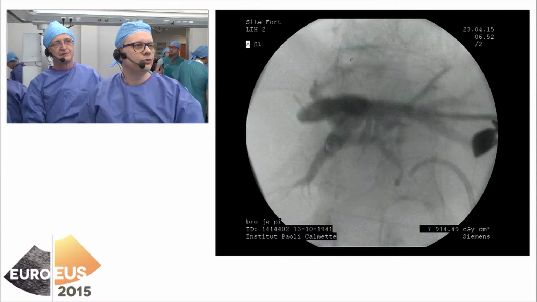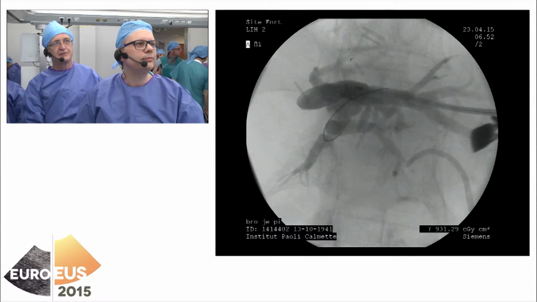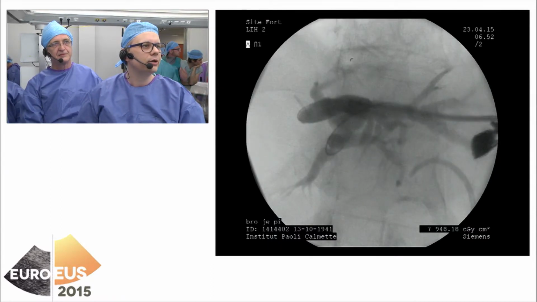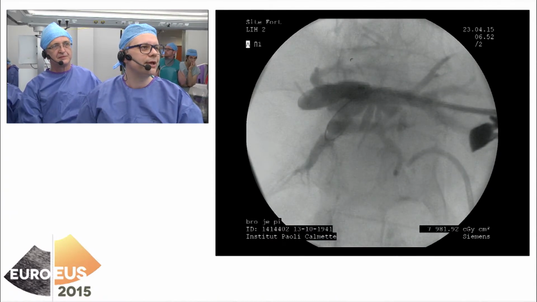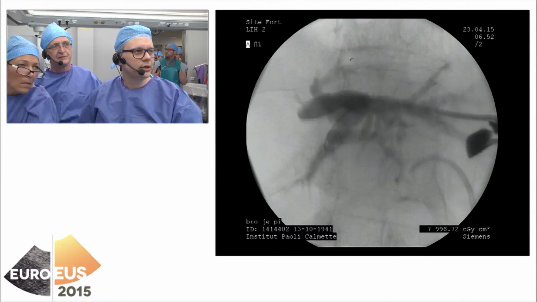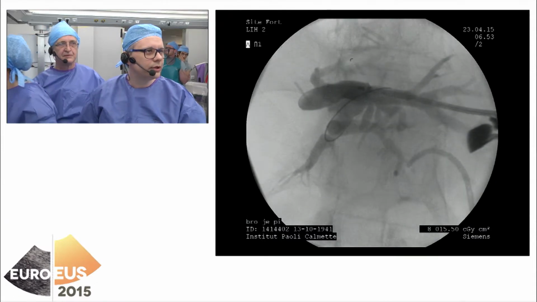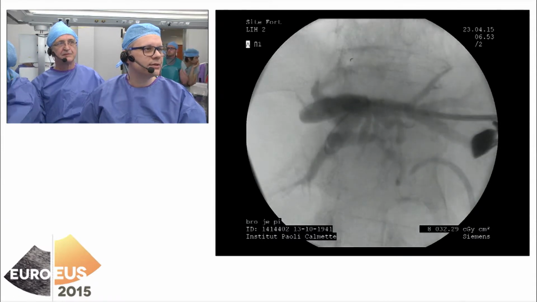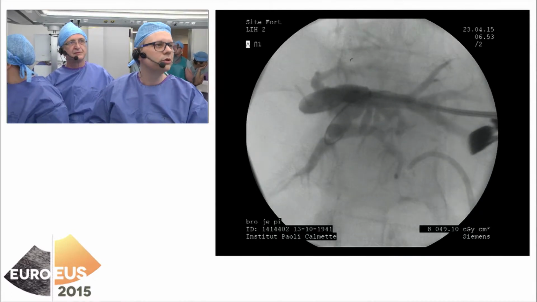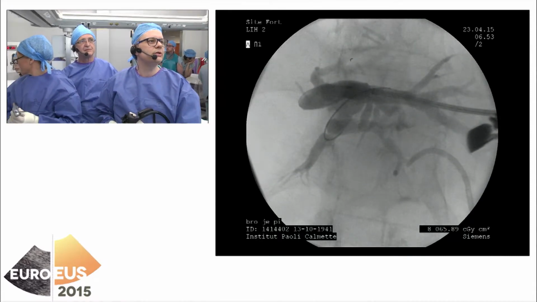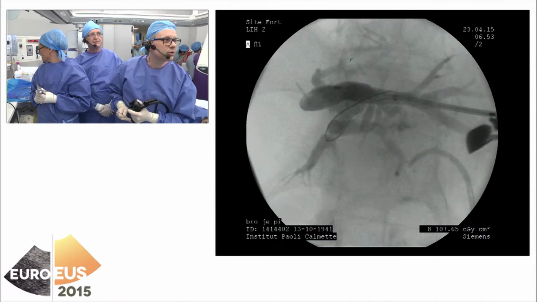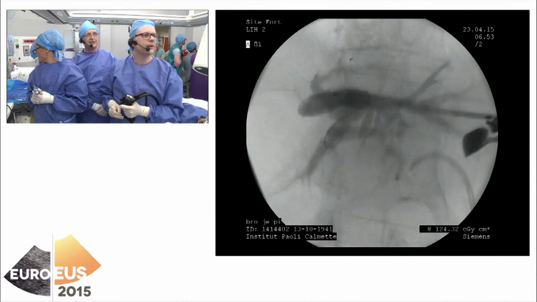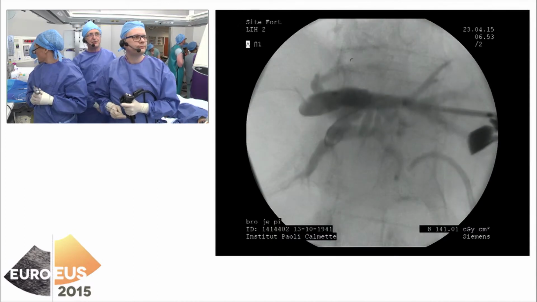So we begin to open the stent. I pull back while Sonia opens the stent. Of course, I pull back the catheter to be sure to stay in place and to avoid pushing the stent deeper in the bile duct. Stop. Okay, you see that the stent is starting to deploy. It is in a good position.